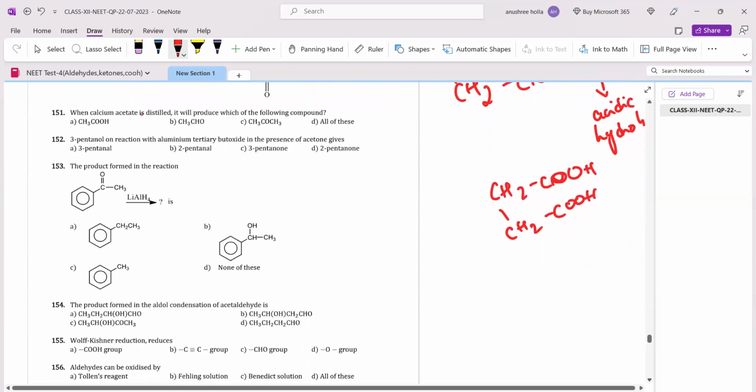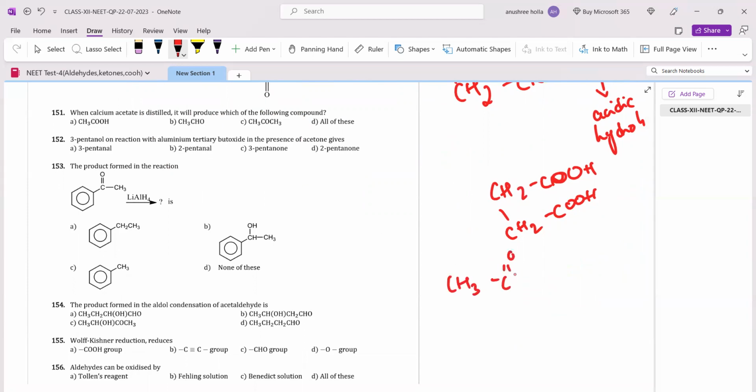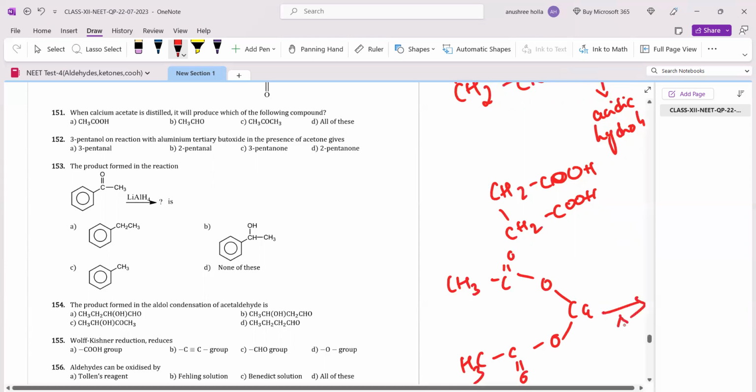When calcium acetate is distilled, it will produce which of the following compounds? Okay, what is calcium acetate? It is something like this. This is our calcium acetate. So when this is distilled, we have to find out the product.